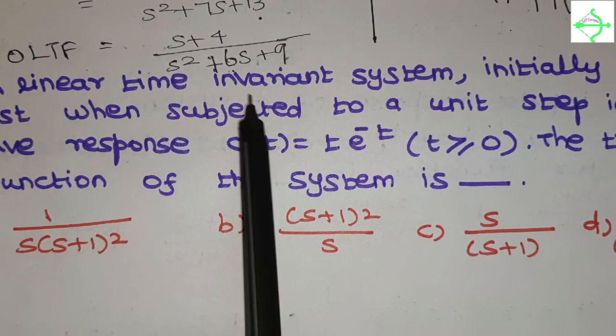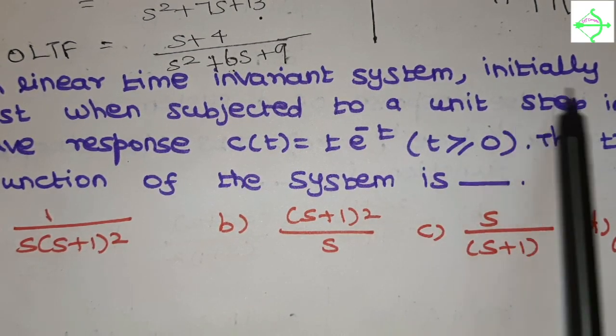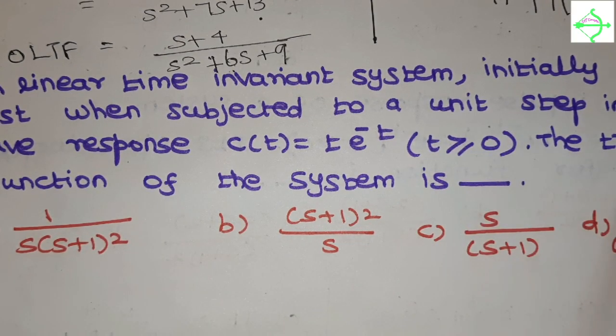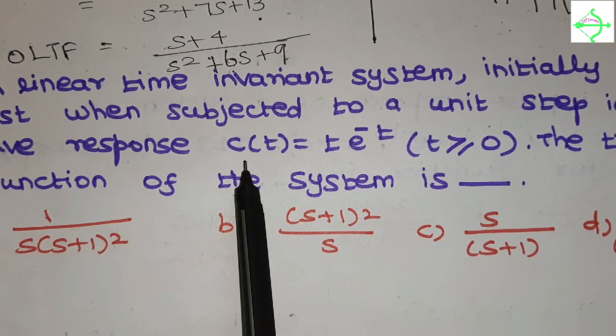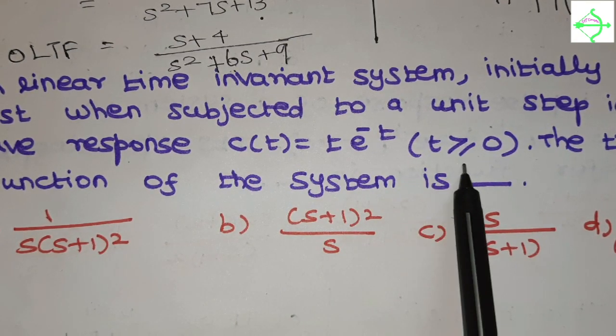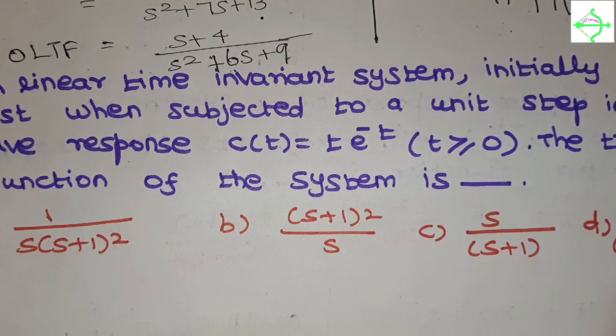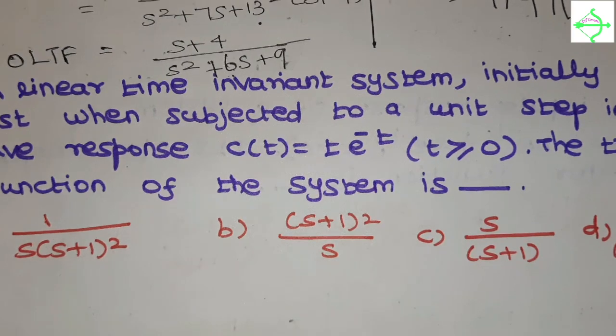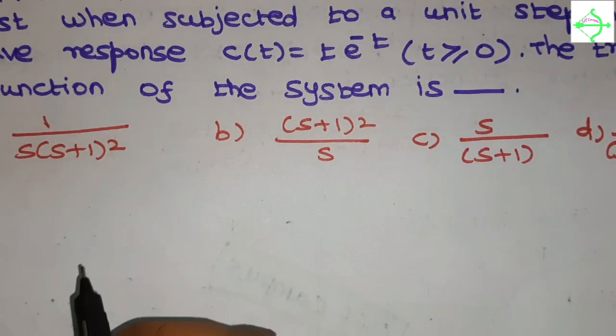A linear time invariant system initially at rest, when subjected to a unit step input, gave response c(t) equal to t e power minus t, where t is greater than or equal to 0. The transfer function of the system is? Options are given. Let's solve the problem. Let's see how to solve the problem.